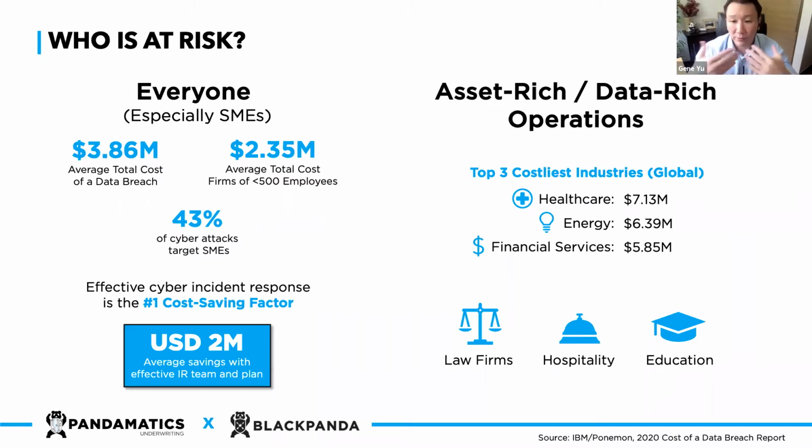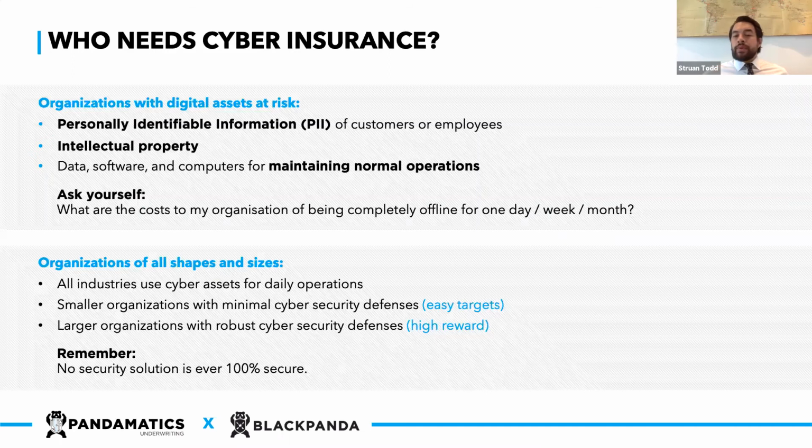And this is why we have partnered so closely with Struan at Pandamatics Underwriting to be able to deliver our services wrapped in a financial product, right? A financial derivative here in an insurance product, so that the payment upfront for clients at scale would be a fraction of what our incident response costs would be. So this is us at Blackpanda trying to solve this problem for the Asian market with Pandamatics. Who needs cyber insurance? In my view, it's everyone. Every business has some form of cyber exposure.